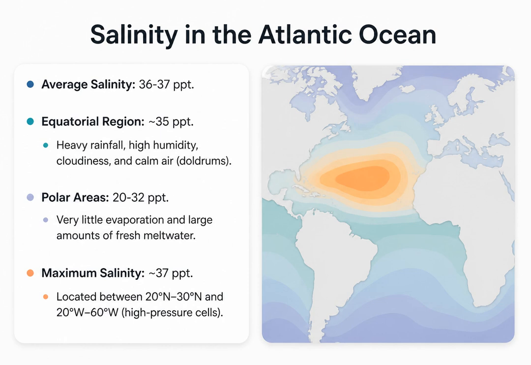Conversely, the maximum salinity in the Atlantic, around 37, is observed in the mid-latitudes, specifically between 20 to 30 degrees north and 20 to 60 degrees west. These are areas dominated by high pressure cells, meaning clear skies and high evaporation.